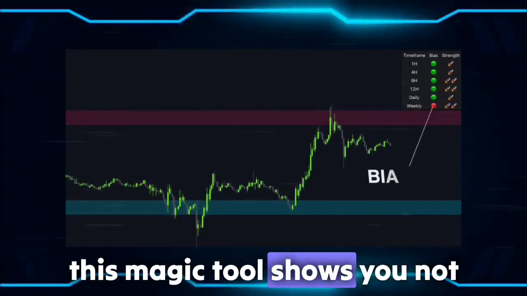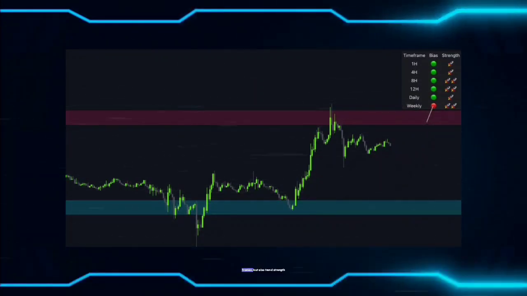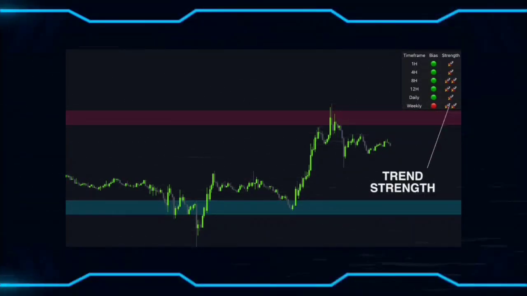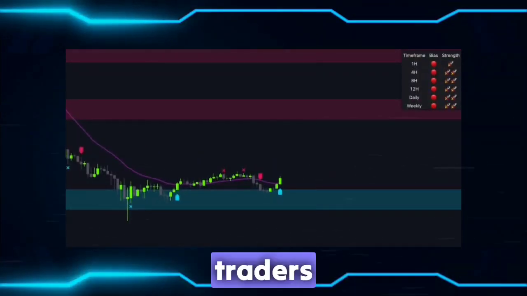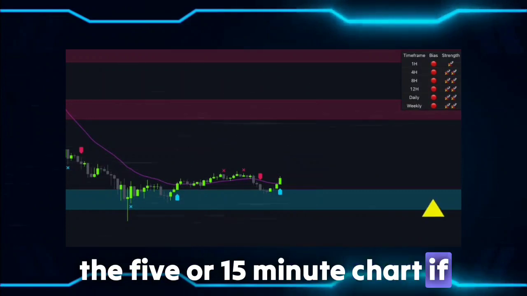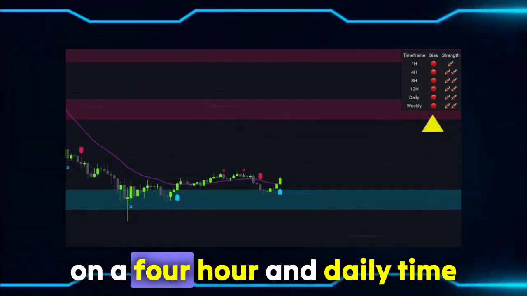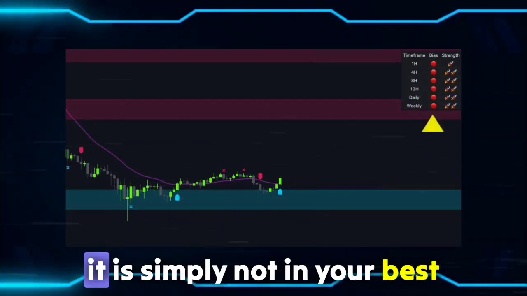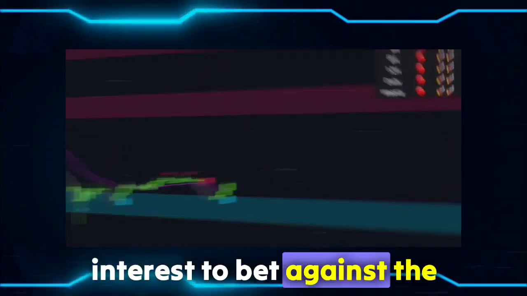This magic tool shows you not only the current bias in all time frames, but also trend strength. This is very useful for trend traders. For example, you wouldn't take a long trade on the 5 or 15-minute chart if there was strong bearish pressure on a 4-hour and daily time frame. It is simply not in your best interest to bet against the market.